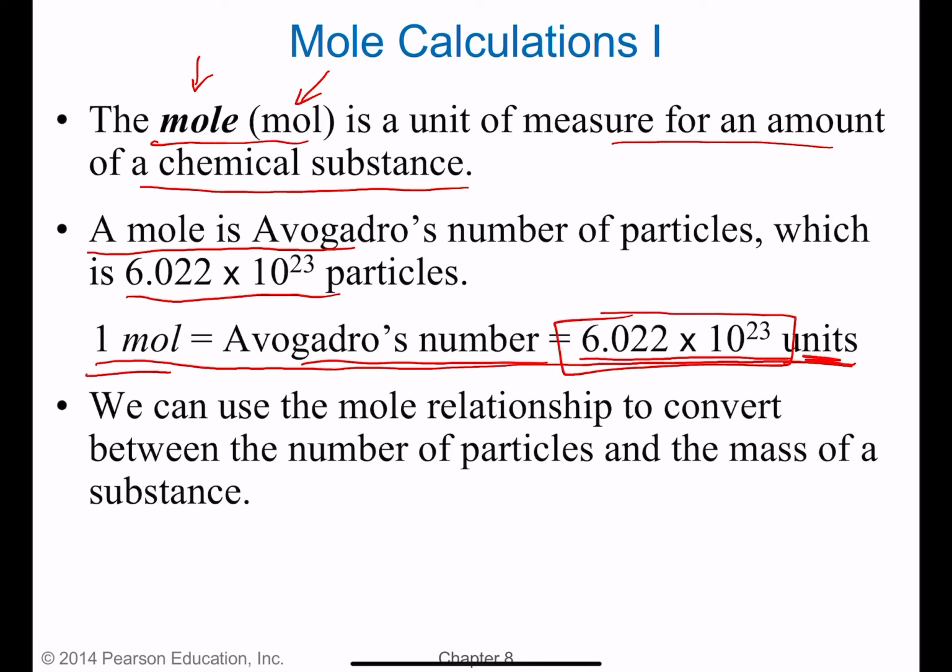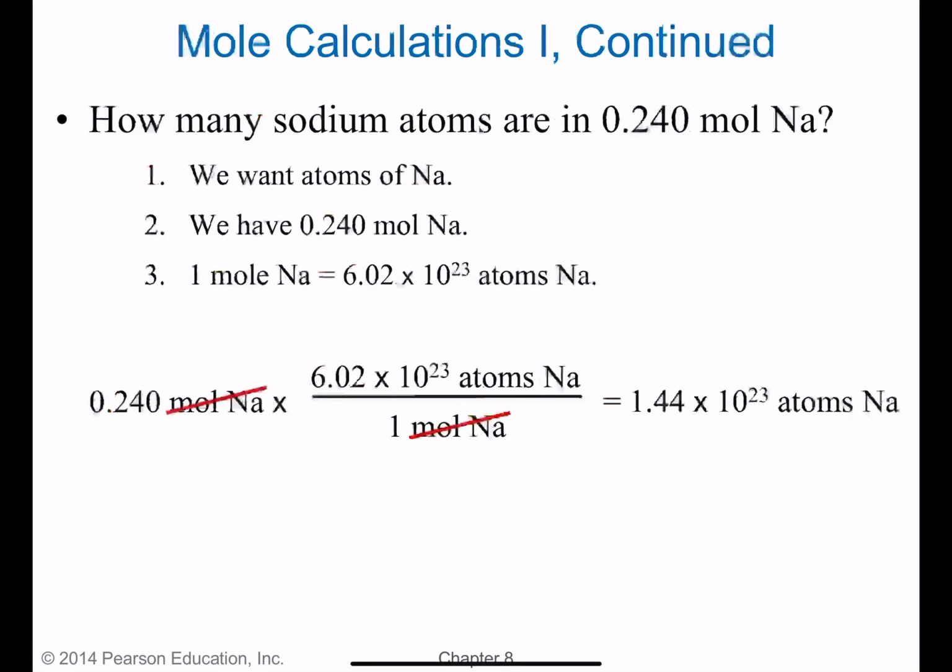1 mole is 6.022 times 10 to the 23rd. So we can use, and we will use, mole relationships to convert between the number of particles and the mass of a substance. We will use this regularly throughout the rest of the course, converting between moles and grams and moles. So for example, how many sodium atoms are in 0.24 moles of sodium? They're asking how many sodium atoms, so we want atoms of sodium. We know that we have 0.24 moles of sodium, and then this is our conversion, 6.022 times 10 to the 23rd.